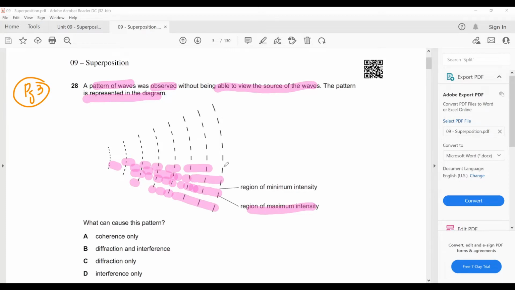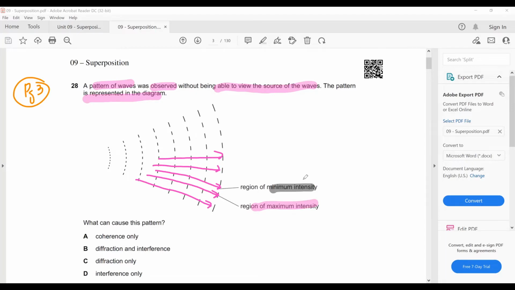Okay, it's basically represented by this. Maybe I don't draw these lines like that. Regions of maximum intensity is represented by this. You can draw it properly using a ruler later on. Regions of maximum intensity is the pink colored line. Region of minimum intensity is the region in between the maximum intensity, in other words, the region between the constructive interference. That one will be represented by this.